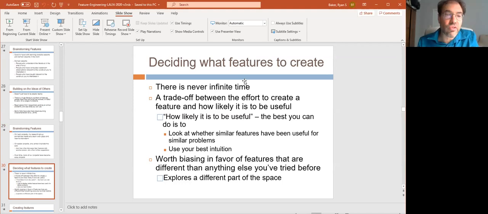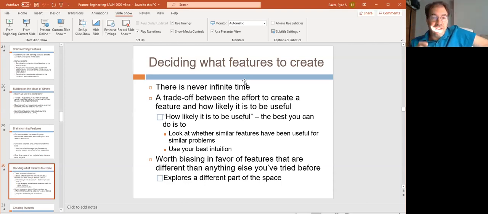So, okay, you've brainstormed. You've got your list of 600 features, and you don't want to build 600 features because that's crazy. There's never infinite time. Even in the coronavirus era where I don't have to drive to work or shower or any of those things that used to be necessary. I'm joking.